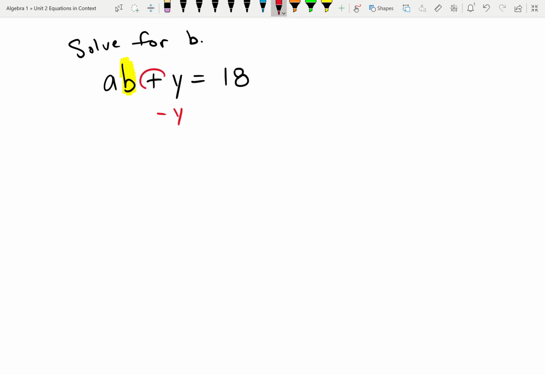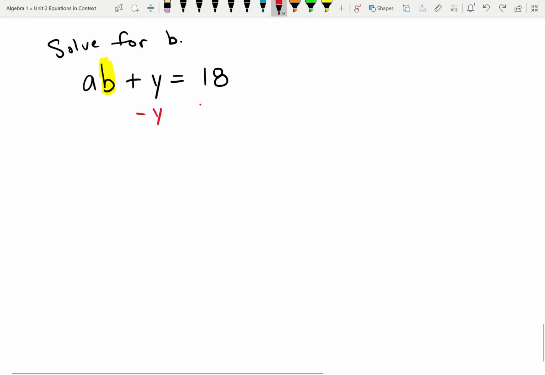The reason we subtract is because it says addition. Well, the opposite of plus is minus. So we're going to subtract y on both sides. Cancel that out right here because let's say y was 5. Well, 5 minus 5 is 0, so that would cancel. The same way y minus y cancels, it would be 0.